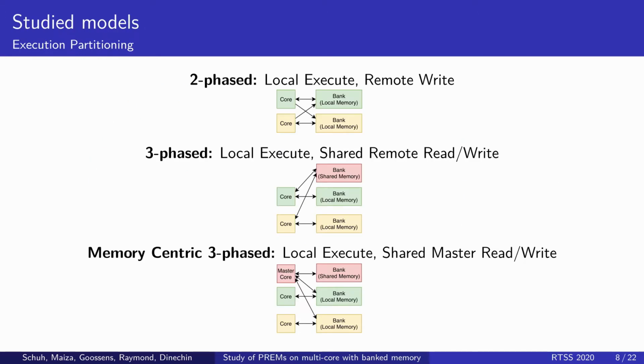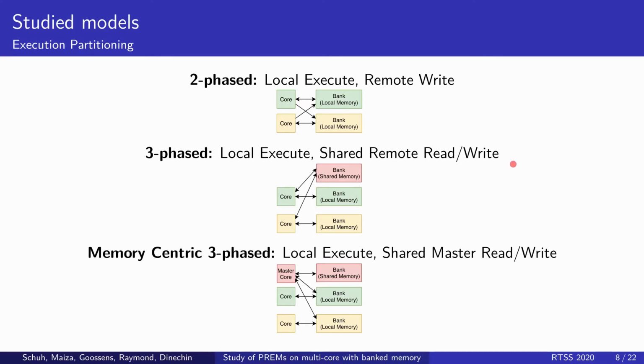So here we have the studied models that we have selected from the state of the art and how we implement them on our platform. The first thing to know is that we have assigned cores to specific memory banks. So we can see here in the 2 phase, for example, that the green core is assigned to the green memory bank, and the same for the yellow core. In this 2 phase model, all the execute phase is run locally, only accessing the assigned memory bank. And the write phase can actually access memory banks belonging to other cores, and thus provoke interference.